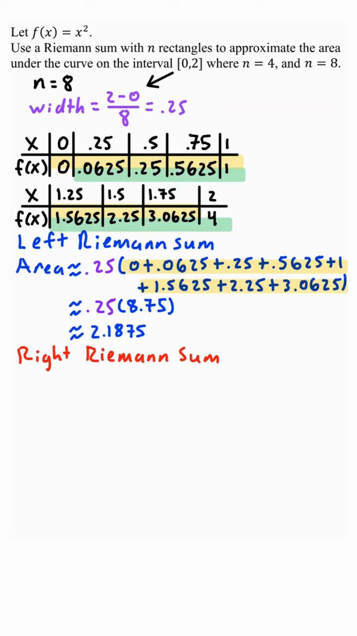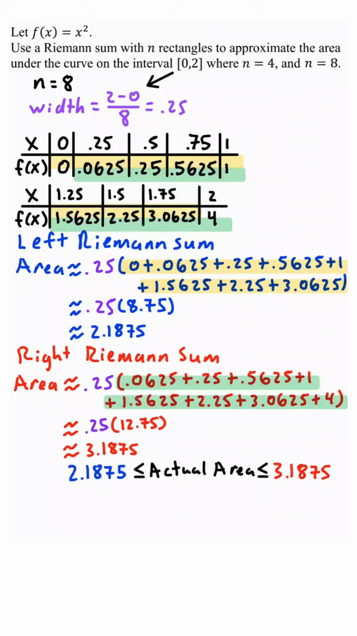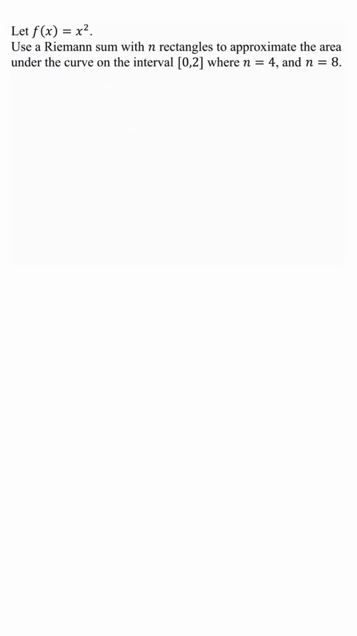For the right Riemann sum, we're going to use the 8 right f of x values. So this area is going to be 0.25 times the sum of these 8 values, which simplifies to 3.1875. So that means the area is going to be between 2.1875 and 3.1875.